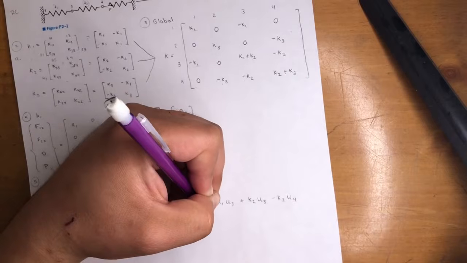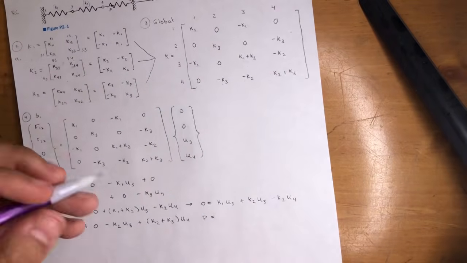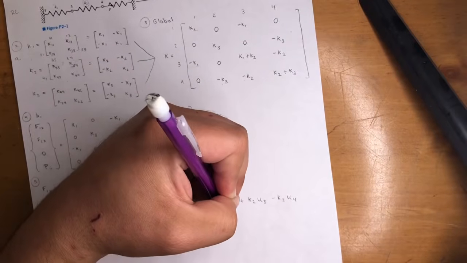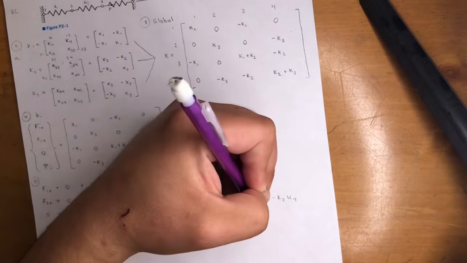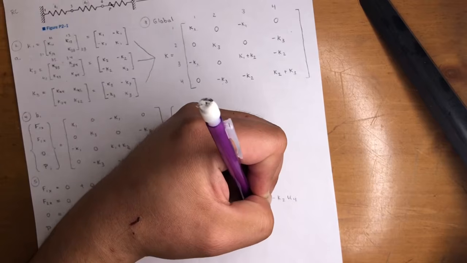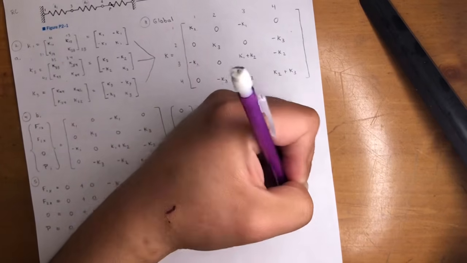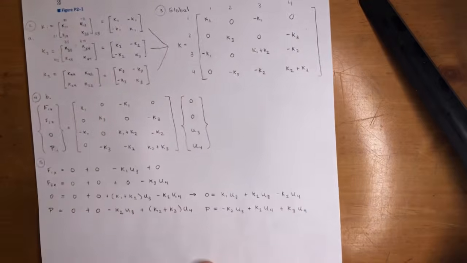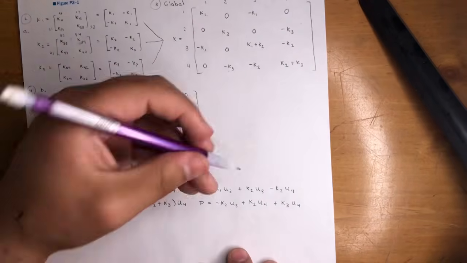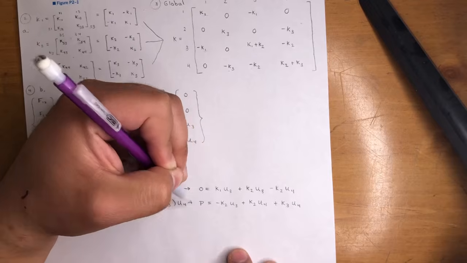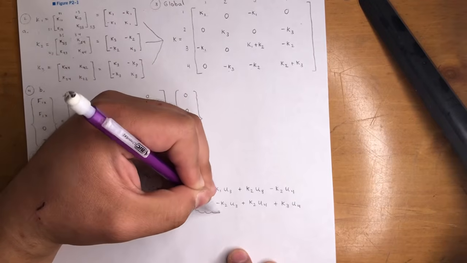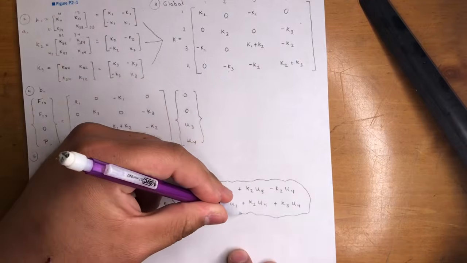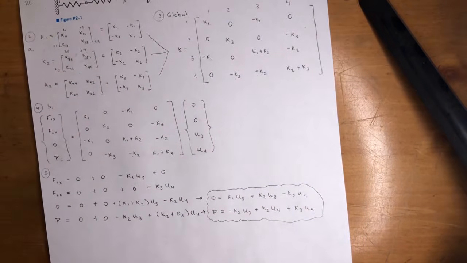This one's going to be P is equal to negative K2U3 plus K2U4 plus K3U4, right? Let me go ahead and clean this up.